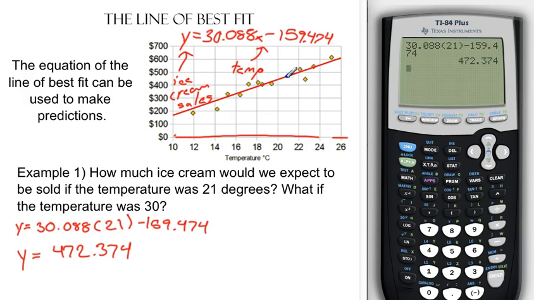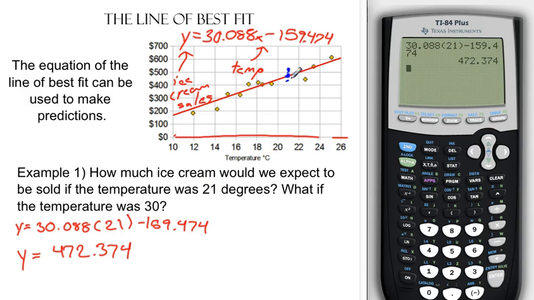And do note that that is an estimation. There's no guarantee that if it's exactly 21 degrees, we're going to sell exactly $472.37 worth of ice cream. However, it's a good guess. We can say that since this correlation is pretty tight, there would be no surprise if the range of ice cream we sold was somewhere between $450 and $500. So combining this information with R gives us a pretty good idea of about how much ice cream we can expect to sell if the temperature is 21 degrees.